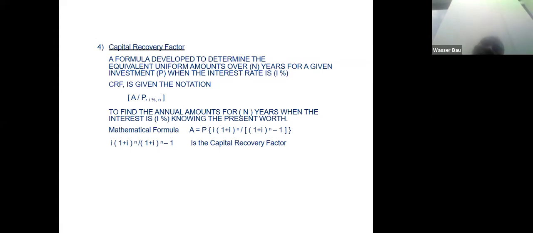Next is what we call the capital recovery factor. In this case, you are looking for the A. You are trying to find the annual amount given the P. In other words, I know the amount this business will be generating, or this investment in power or energy will be saving for me. But how long will it take? Or what is the present worth of that money? So this is the formula, but I just want you to take note of this.